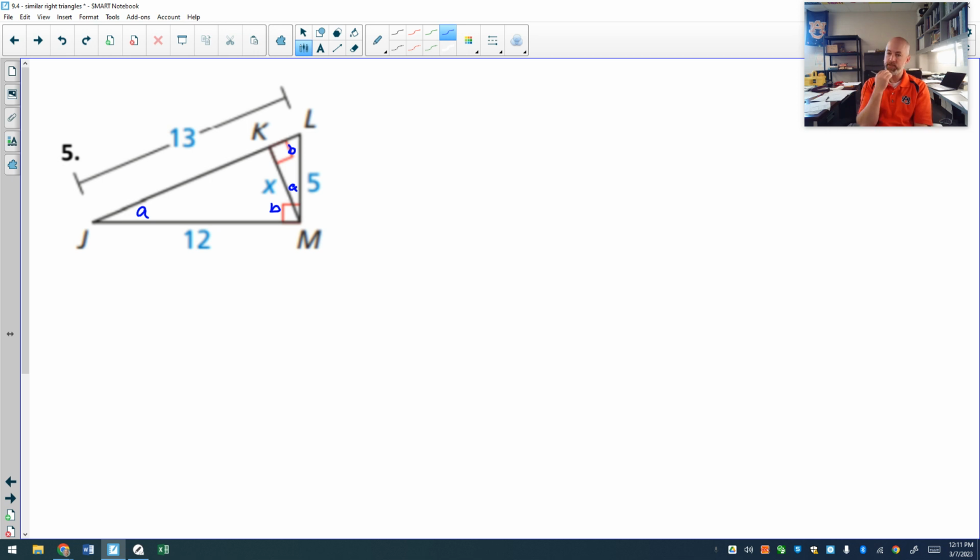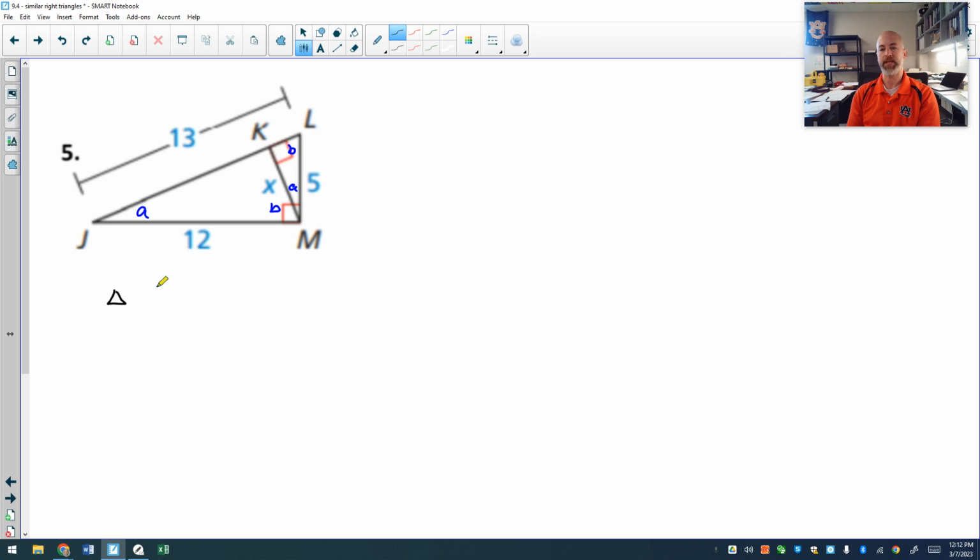And I'm trying to set up some type of proportion, some type of similarity statement that will allow me to solve for X. And I have to choose. Do I want to use the big triangle or do I want to use both small triangles? And I noticed that in my big triangle, if you ignore that altitude, I have all 3 side lengths of the big triangle. It's a good old 5, 12, 13 right triangle. So I definitely want to use the big triangle.